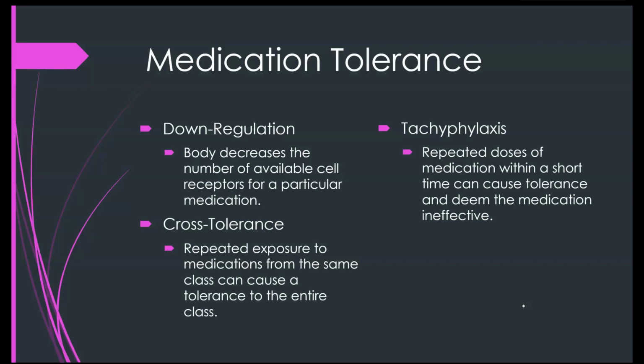Tachyphylaxis is one of those fun things that can happen every once in a while, where repeated short firing of medications can create tolerance, and it just won't work at all. And then you have cross tolerance, where medications from similar classes can cause tolerance. So if a patient is taking Ativan for seizures and also taking Ambien to help them sleep, those can create a cross tolerance where neither of them works very well, and the patient might end up having breakthrough seizures.